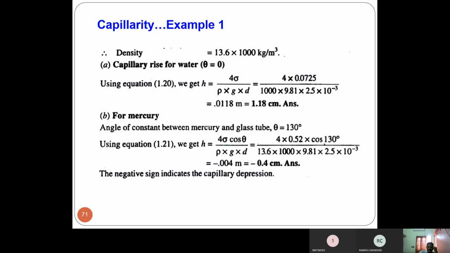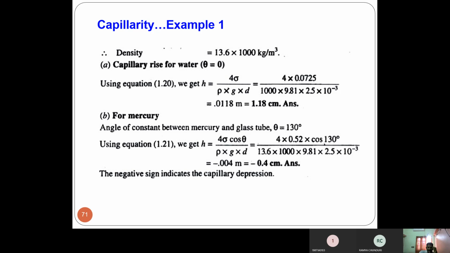Capillary rise for water, where theta is equal to 0, and what is the expression? H is equal to 4 sigma cos theta by rho g D. Understand? Substitute the value of sigma, the rho value, g value, and the diameter of the tube. We calculate it, we will get 0.0118 meter. If you want to express it in centimeters, multiply that value by 100. So we will get 1.18 centimeter.